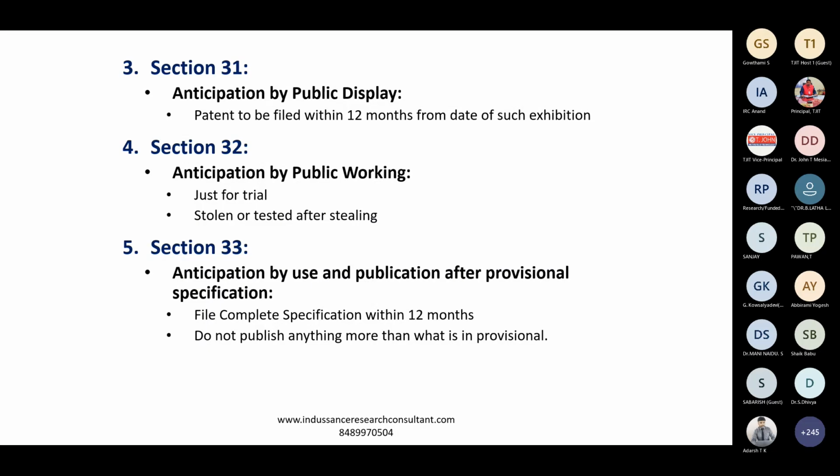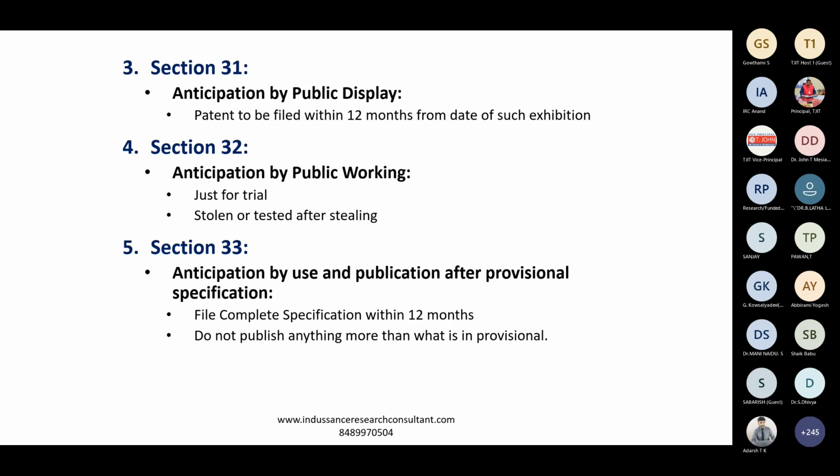Do not publish anything more than what is in the provisional. Once you have applied for a provisional specification, and you are going to publish all the documents in other journals, you are going to disclose it only to the extent which you have already disclosed in the provisional specification.